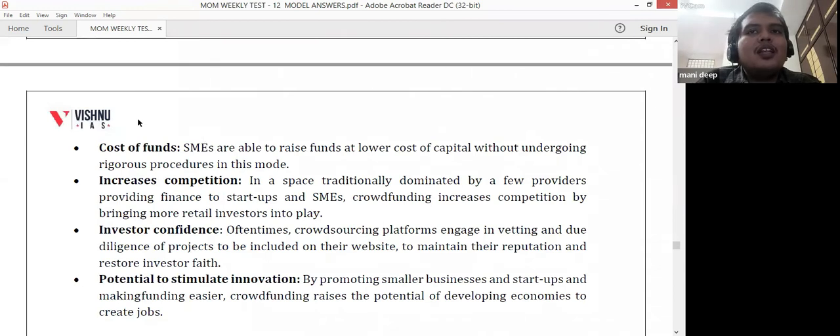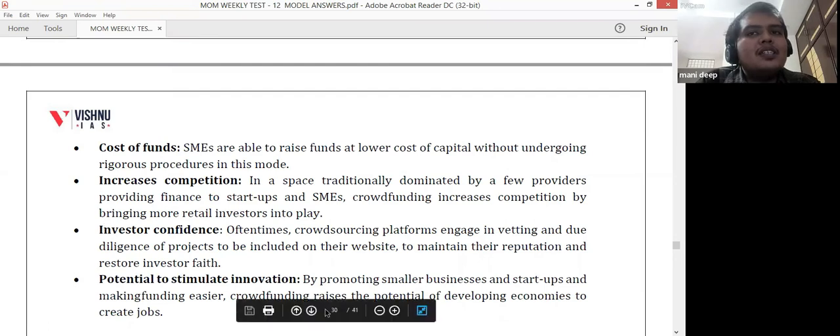And the cost of funds will be cheaper because they are your friends, so the interest that you are charging is also very cheap. Then you can have confidence. Then you can use it for innovation. For example, you have an idea, but the banks are not ready to give you any loan. Then you can pitch this idea on any social platform, and there will be a huge number of people ready to invest in your idea. So innovation can be improved.